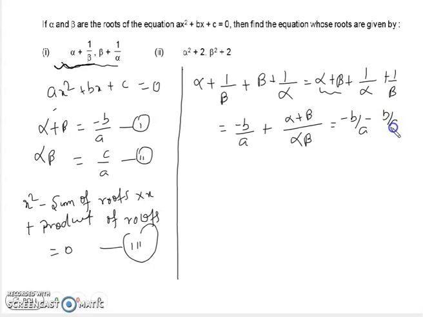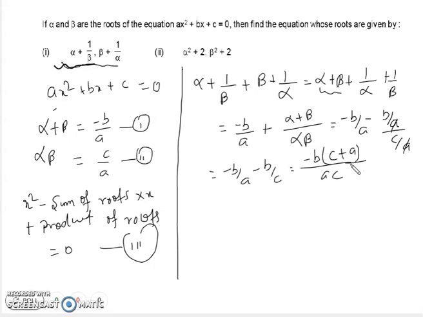You can write here minus b by a, divided by alpha beta, and what will be the value of alpha beta, guys? c by a, so we can write here c by a, so a cancels out, and you will get minus b by a and minus b by c, right? And after taking the LCM ac, you can write minus, after taking minus b as common, b times c plus a. Are you getting my points? So it will be the sum of roots, right, guys?